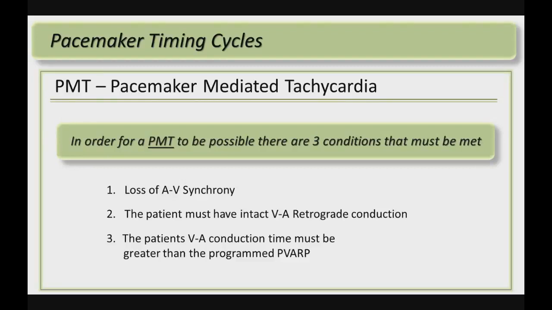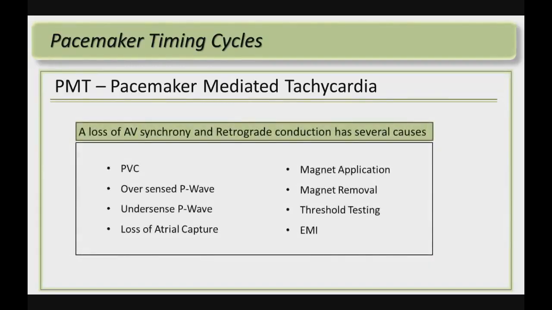Let's look closer at loss of AV synchrony. A loss of AV synchrony and retrograde conduction has several causes: a PVC, an oversensed P wave, an undersensed P wave, loss of atrial capture, magnet application, magnet removal, threshold testing, and electromagnetic interference.